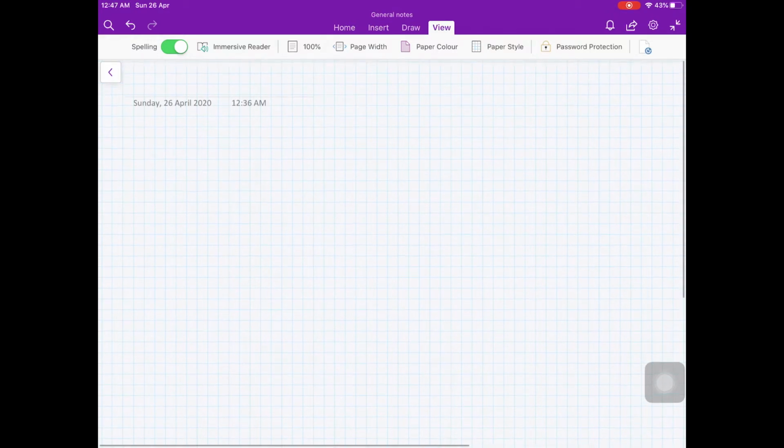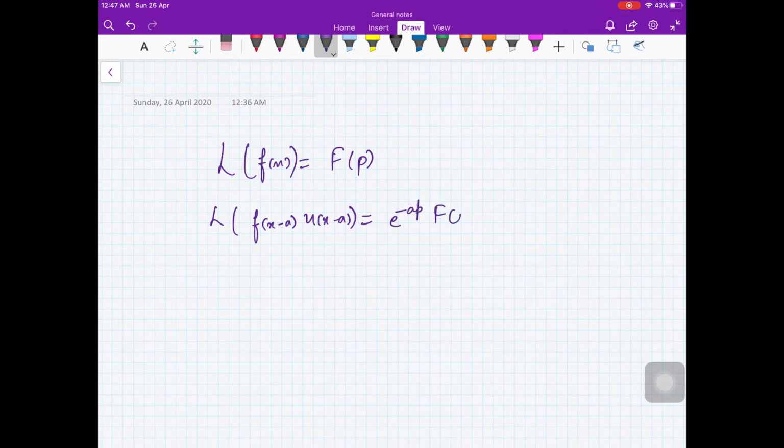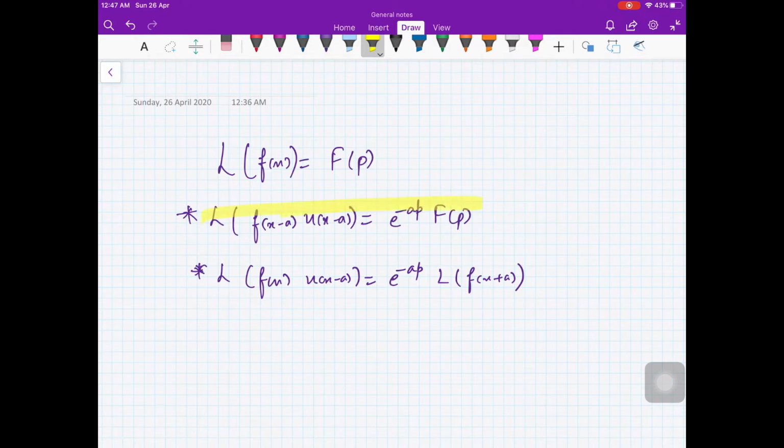In the last video we saw what the second shifting theorem is. It says that if L of f of x is F of p, then L of f of x minus a into u of x minus a is e raised to minus ap F of p, or you can say L of f of x u of x minus a is e raised to minus ap L of f of x plus a. So these were the equivalent statements 1 and 2 of the second shifting theorem, right?